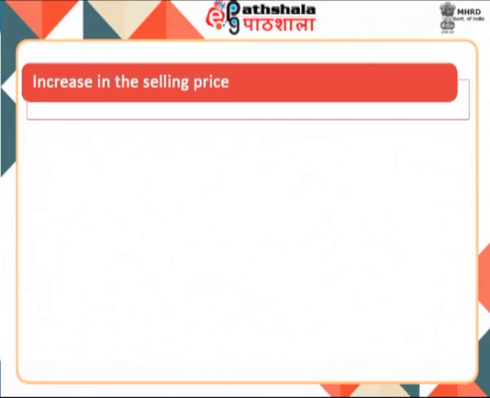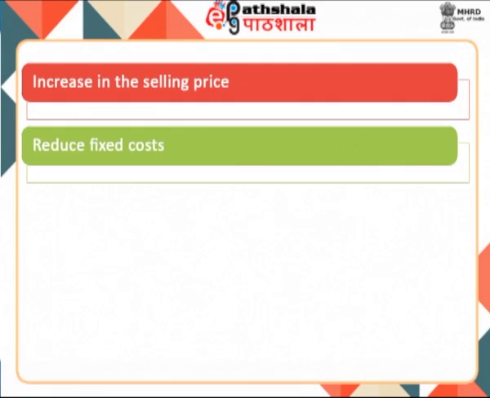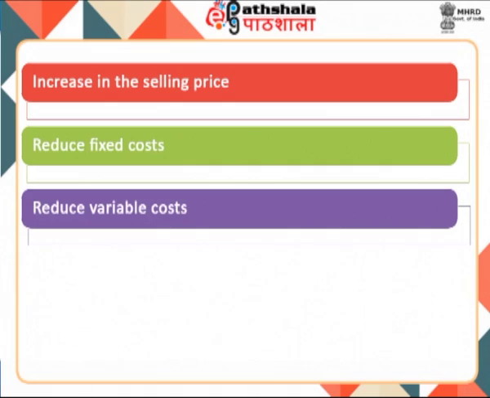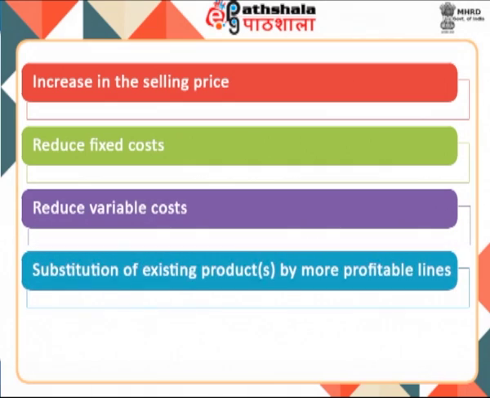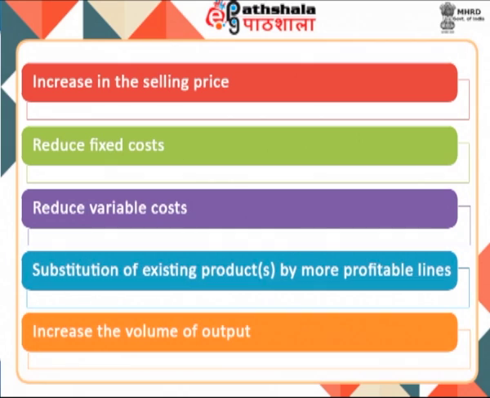Number 1, increase in selling price. For this to be possible, the company must be in a very strong and favorable position. It should be able to influence the price charged. The demand must be inelastic, otherwise, the same quantity will not be sold. Number 2, reduce the fixed cost. Number 3, reduce the variable cost. Number 4, substitution of existing product or products by more profitable product lines. Number 5, increase the volume of output.